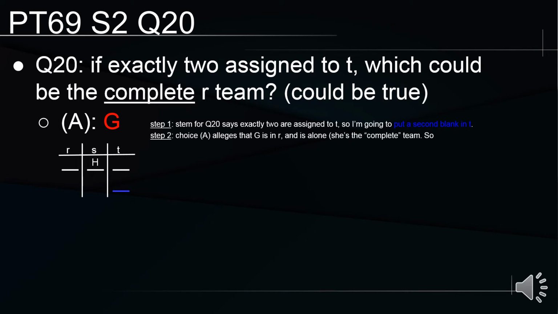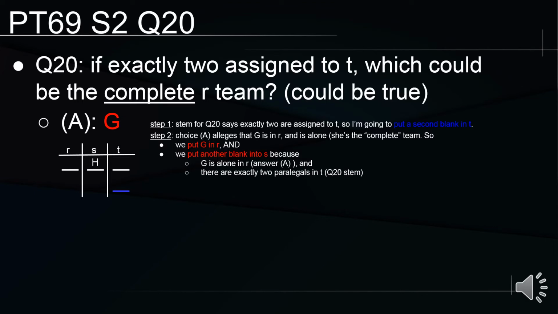So moving on to step 2, answer choice A alleges that G is in Team R and that G is alone, that she represents the complete team. So that's what this looks like. We put G into R, and we put another blank into S, because if G is alone in R, according to answer choice A, and there are exactly 2 paralegals in Team T, which came from the question stem of question 20, that is the picture that we end up with here. And if G is alone and T has exactly 2 people in it, that means there's exactly 1 more person that goes into S, and that's mandated by putting G alone in answer choice A for Team R.